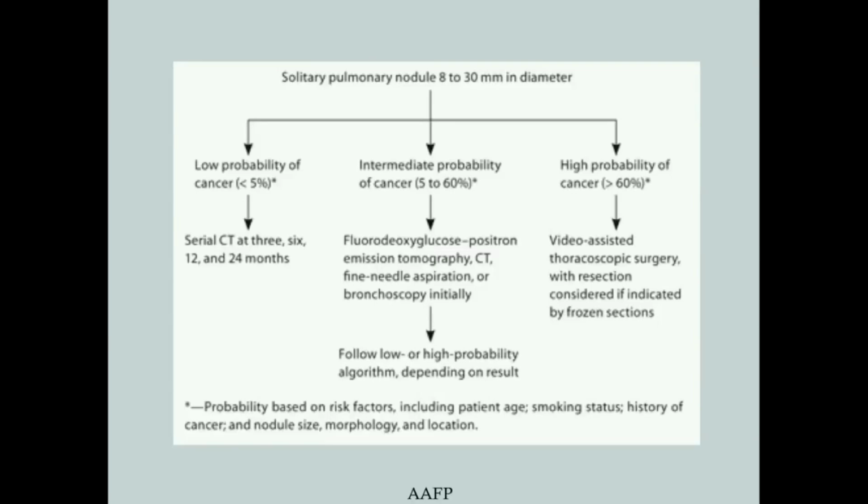So with a solitary pulmonary nodule, what we do is we look at the size of it, and usually they sit between 8 and 30 millimeters in diameter. There's slightly different guidelines if you're smaller than that. But what we're going to do is determine the probability of cancer. And we base that on risk factors, patient age, smoking status, whether or not they've had a history of cancer. Obviously, you can have a solitary metastasis, not very common, but that is a possibility. So if they have a history of cancer, you need to consider that. And then the size, morphology, and location of the lesion.